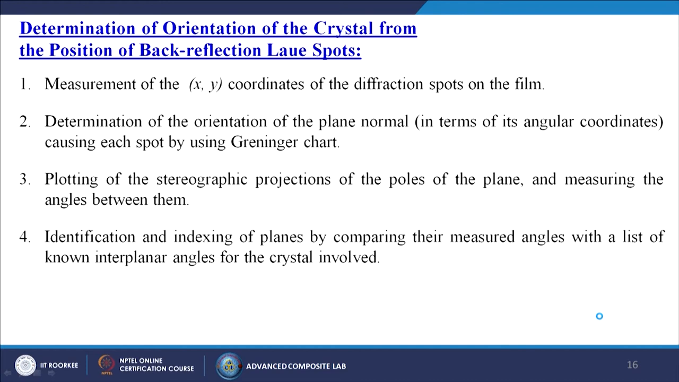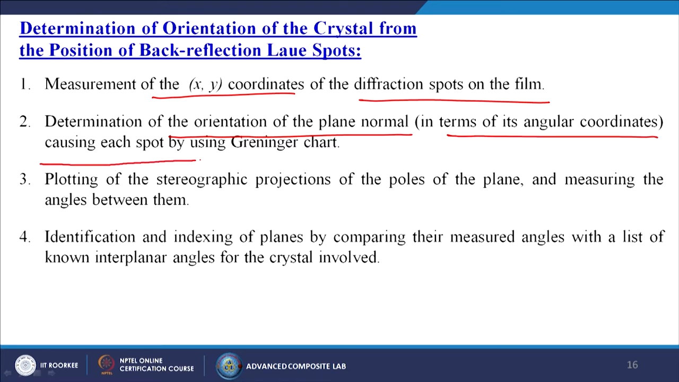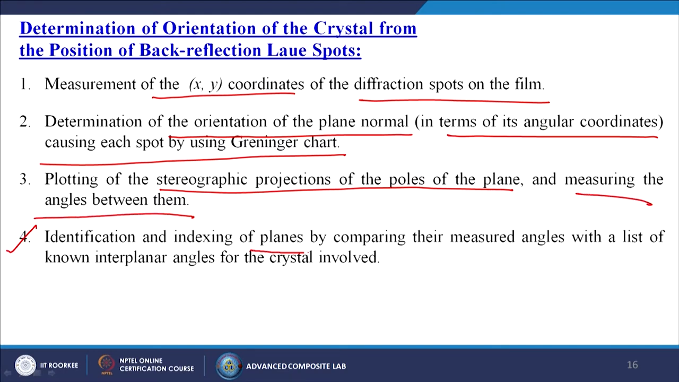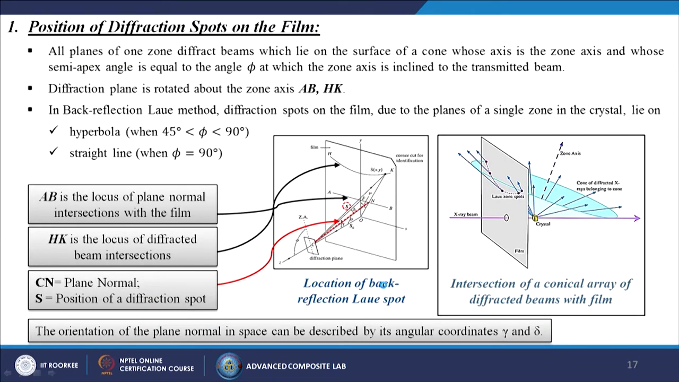So, now first is the determination of orientations of the crystals from the positions of back reflection Laue spots. First, measurement of the xy coordinates of the diffraction spots on the film; determination of the orientation of the plane normal in terms of its angular coordinates causing each spot by using the Greninger chart; plotting of the stereographic projections of these poles of the plane and measuring the angles between them; identification and indexing of planes by comparing their measured angles with a list of known interplanar angles for the crystal involved. So, first, position of diffraction spots on the film.